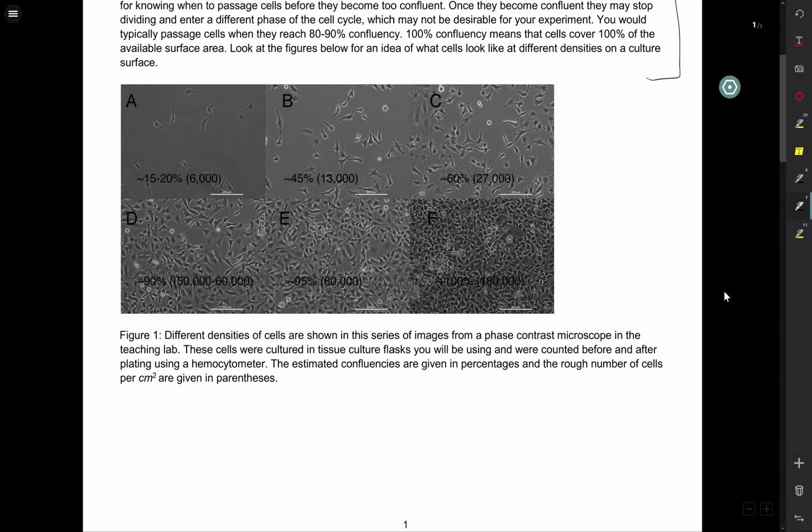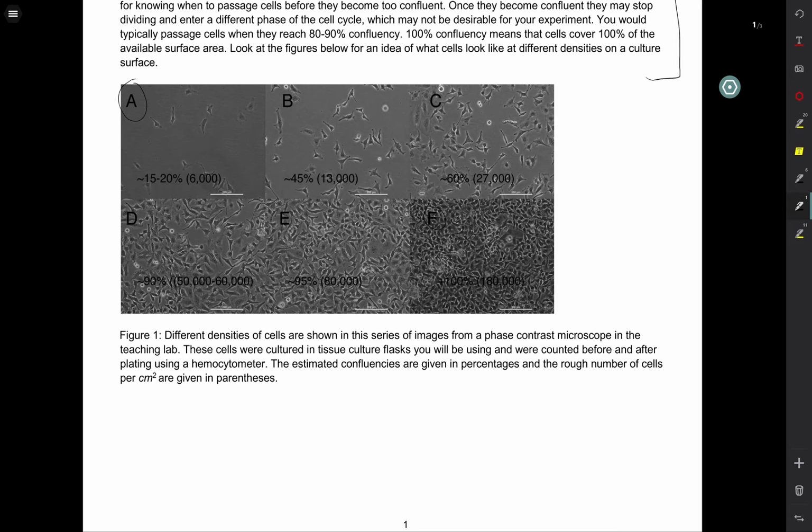So simply put, confluency is the ratio between the surface area covered by your cells over the total surface area available. As detailed in these images, you'll see a percentage, the confluency, followed by the cell density in that image. One of the consequences of confluency is that in these two extremes, A and F, you'll notice that in F, the cells are physically touching each other. And when this happens, something called contact inhibition occurs, and this can negatively affect proliferation of cells.